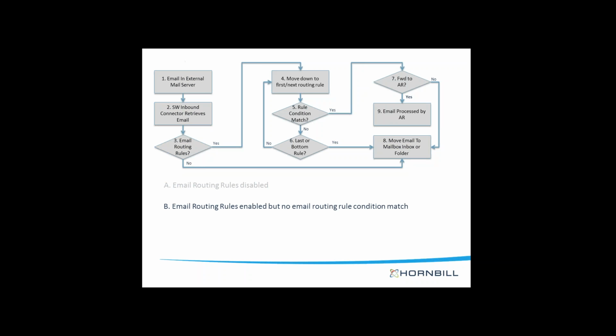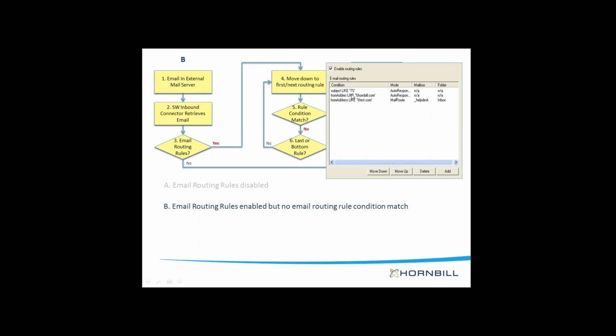The second scenario we're looking at is where we have the email routing rules enabled, but no email routing rule condition will match. So the email will be processed against the conditions, but no condition is matched. Pretty much the same steps: the email routing is enabled, then what's going to happen? The system will look at the first or the next routing rule. Is the condition matched? If yes, something's going to happen. Assuming that no condition is matched, the next thing it will check is whether it's the last or bottom rule in my configuration.